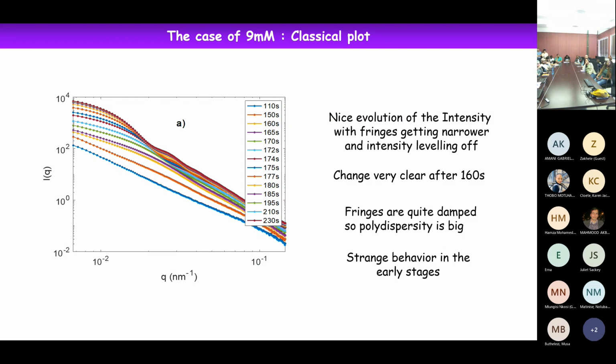So coming back to what I told you, this is telling you that you have polydispersed particles, okay? And those polydispersed particles are growing in terms of number, because the intensity is growing. And if you look at the evolution of the radius, the fringes get closer to each other. So it means that the particles are getting bigger in the solution, okay?